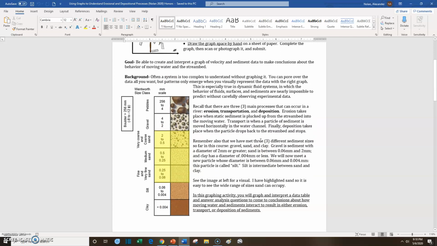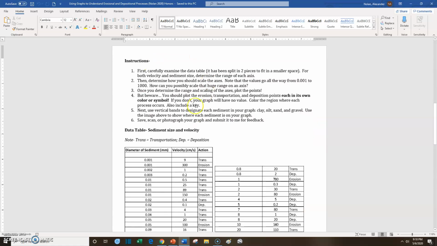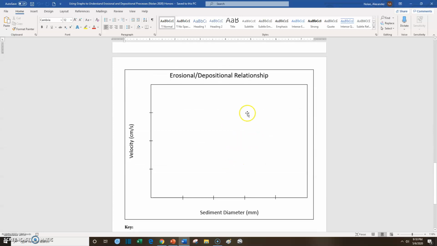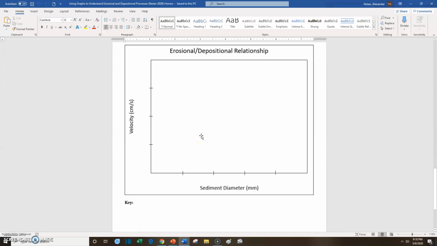The big goal here is to be able to create and interpret a graph of how velocity and sediment are related. What does the sediment do based on different velocities? Here are some instructions that you can read at your leisure. There's a table of data. It's pretty complex. There's 40-something data points here. And then there's a graph space. Between this data table and the graph space, this can be a little bit scary. There's a lot to do here, but I'm going to walk you through. Don't be scared. I'm going to give you this little tutorial on how to deal with a graph like this.